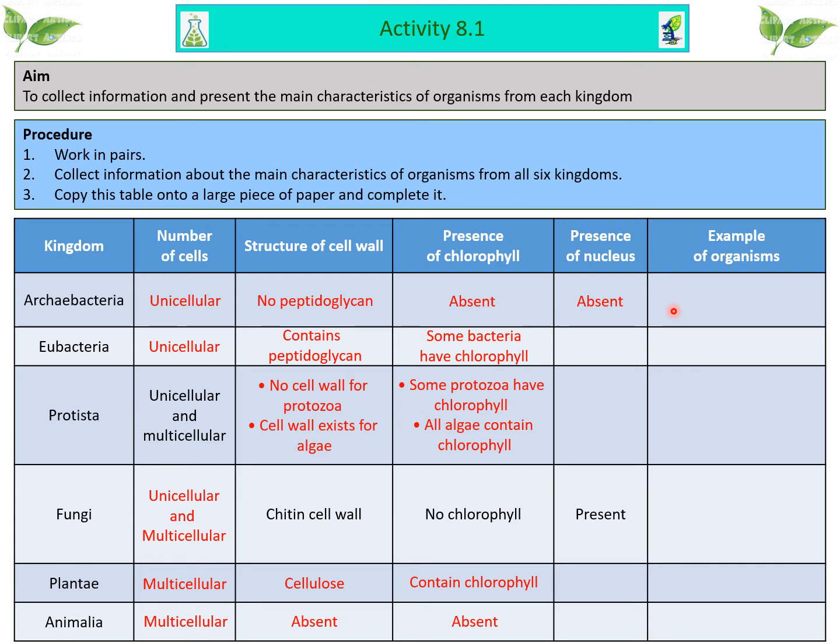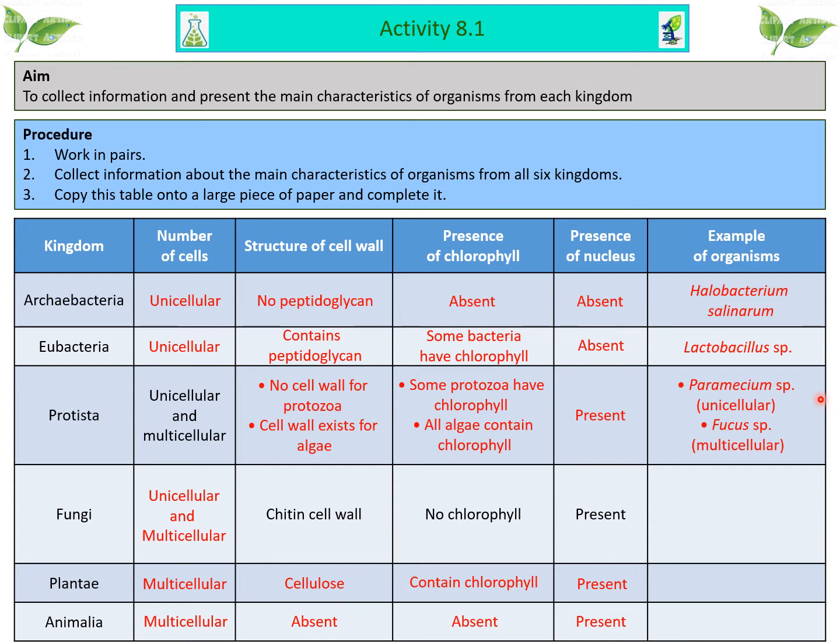Presence of nucleus: there is no nucleus in Archaebacteria. Eubacteria, absent also, there is no true nucleus, because these two are prokaryotes. And this one is present, Animalia also present. There is a nucleus for these 4 kingdoms. Example of organisms: Halobacterium salinarum, for Archaebacteria. Eubacteria is Lactobacillus.